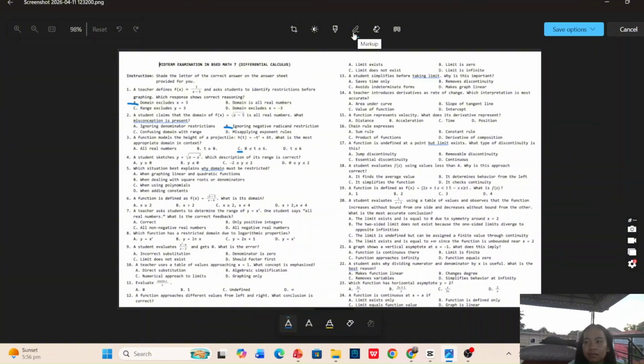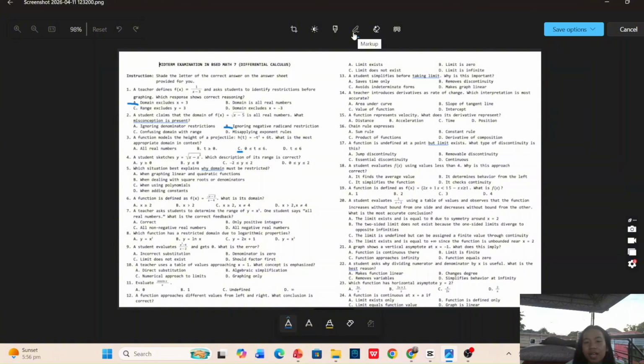Number 15, a function represents velocity. What does its derivative represent? The correct answer for number 15 is acceleration. It's very common that the derivative of velocity is acceleration. From what I can remember in grade 12, velocity has the units of meter per second, but acceleration becomes meter per second squared. So therefore, the derivative of the velocity is the acceleration.